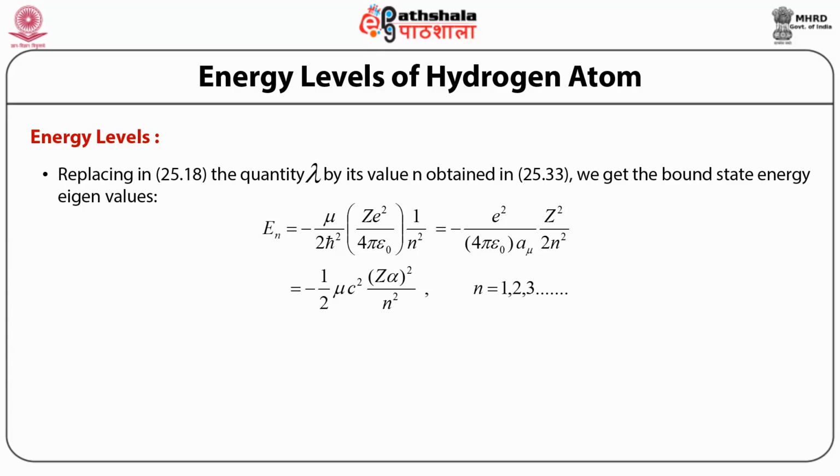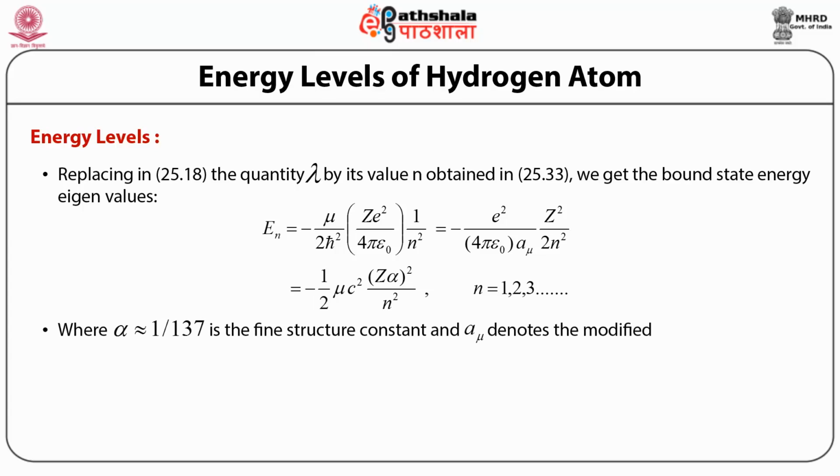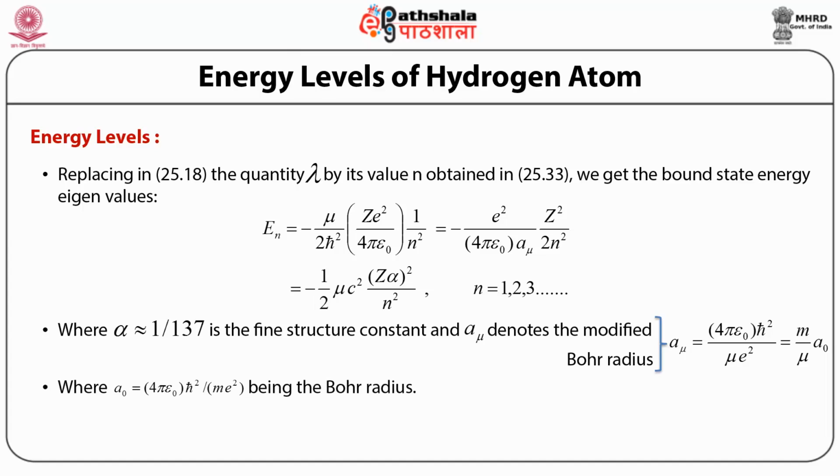minus half mu c² multiplied by (Zα)² divided by n², where n equals 1, 2, 3 and so on, and α equal to 1 by 137 is the fine structure constant, and a_mu denotes the modified Bohr radius, that is a_mu is equal to 4πε₀ ħ² divided by mu e², equal to m by mu multiplied by a₀, where a₀ is equal to 4πε₀ ħ² by m e², being the Bohr radius.